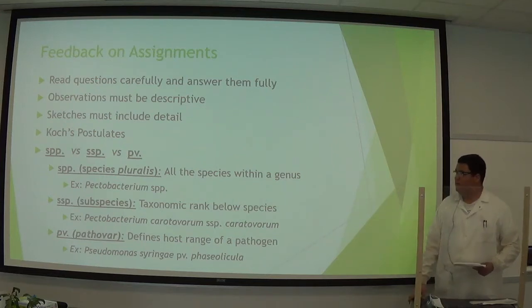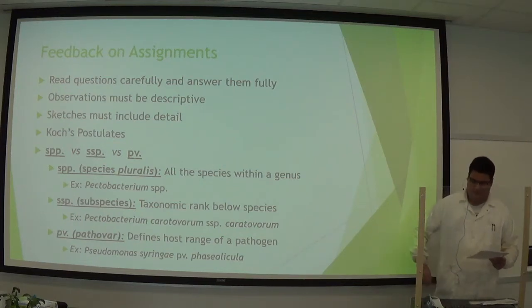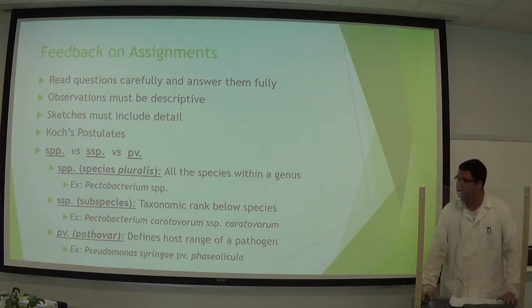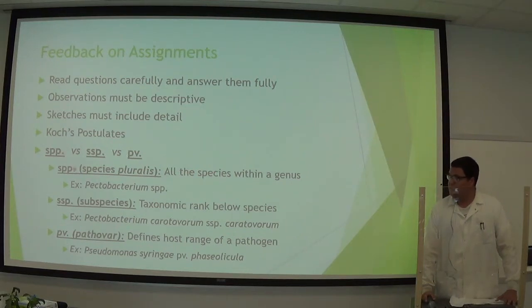Also, some of you were having difficulty between SPP, SSP, and PV for the Latin names of the organisms. So I just wanted to quickly go over them, since I don't think they explain this in your classes. SPP stands for species pluralis, and it's simply all the species within a genus. So for example, we've been looking at Pectobacterium, and there's different types of species within the genus Pectobacterium. So if I were to refer to all of them in writing, I would write Pectobacterium SPP, species pluralis.